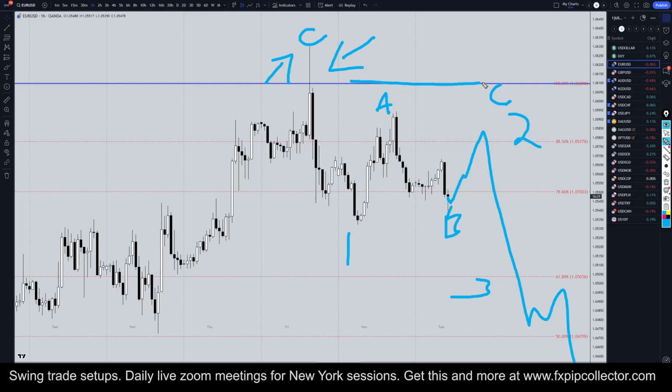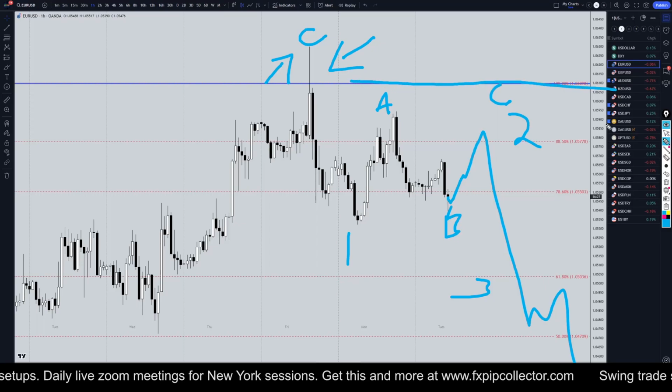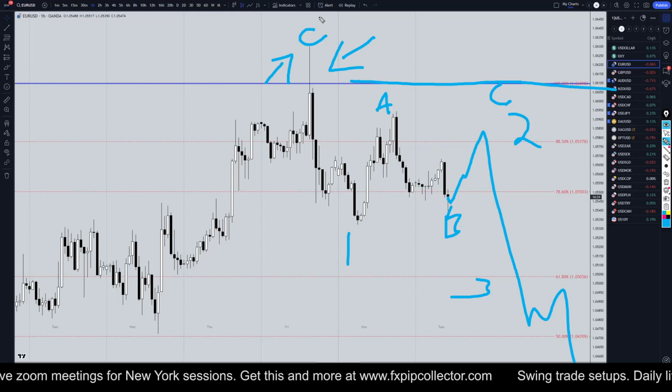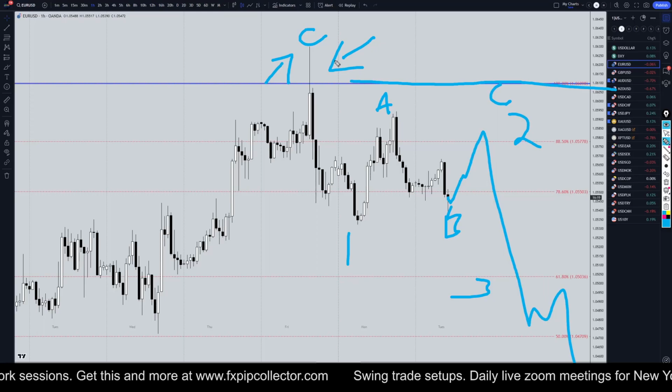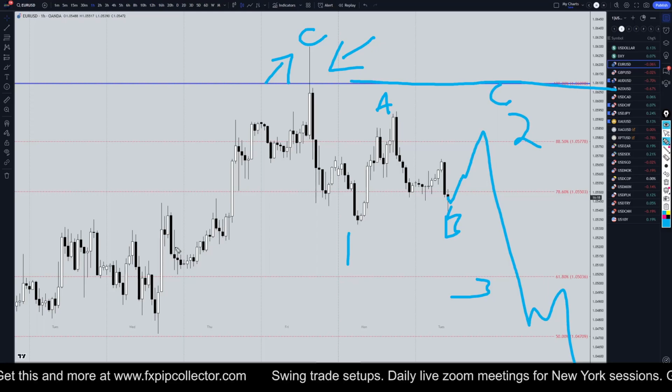If it does go up and take out this line right here with momentum, then I definitely will scratch the idea of this being a wave C, and I will definitely start looking for longs at the end of every single pullback I see from that point on.